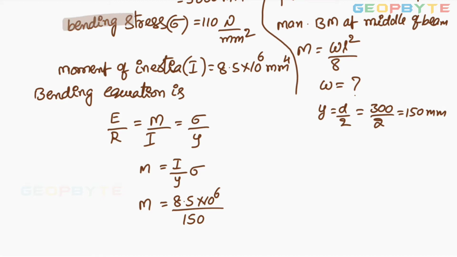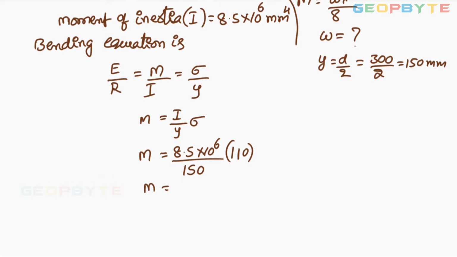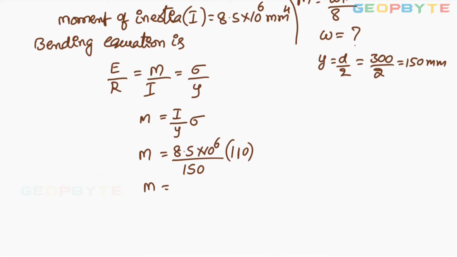Look at the bending stress. Bending stress is 110 Newton per mm square. Simplify the value for getting the maximum bending moment. I got 5.67. You simplify it, you will get the same answer, 10 power 4 Newton mm.